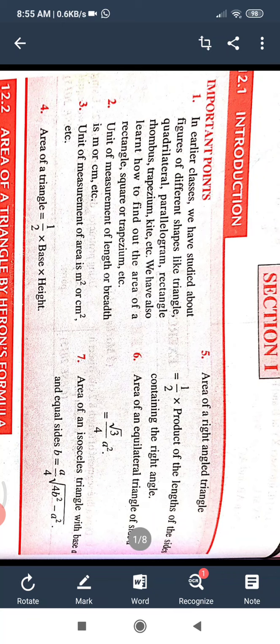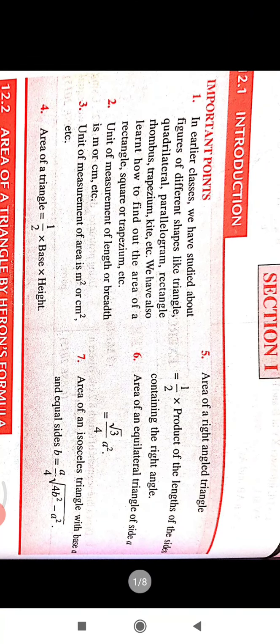Now the area of an isosceles triangle with base a and equal side b equals a/4 √(4b square minus a square). So these formulas are useful in this chapter.